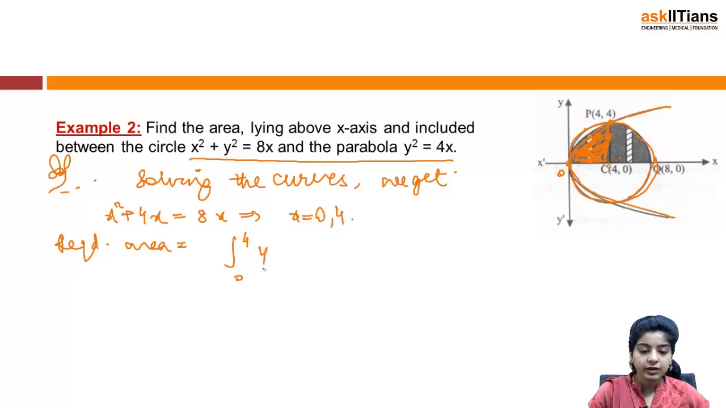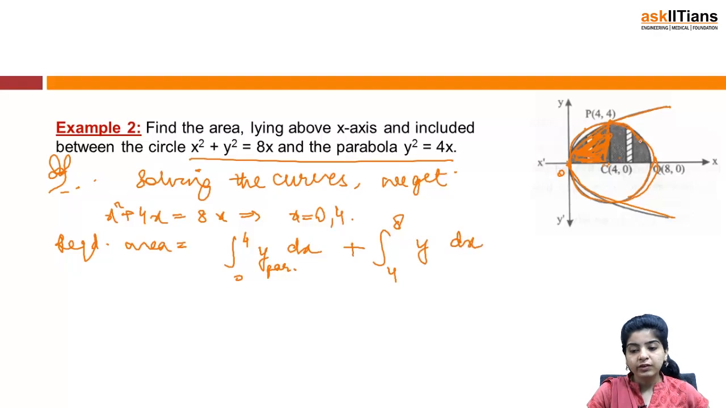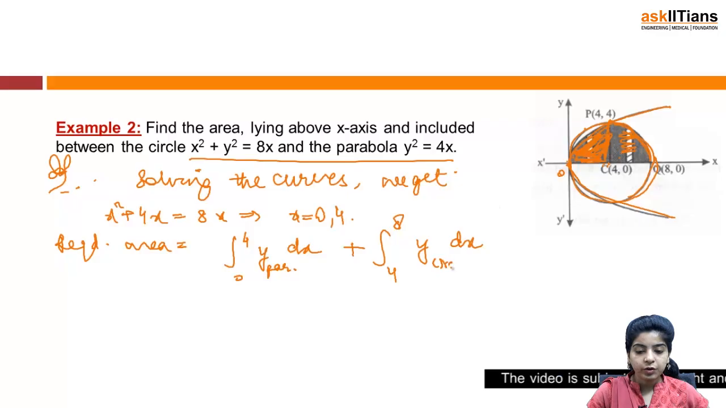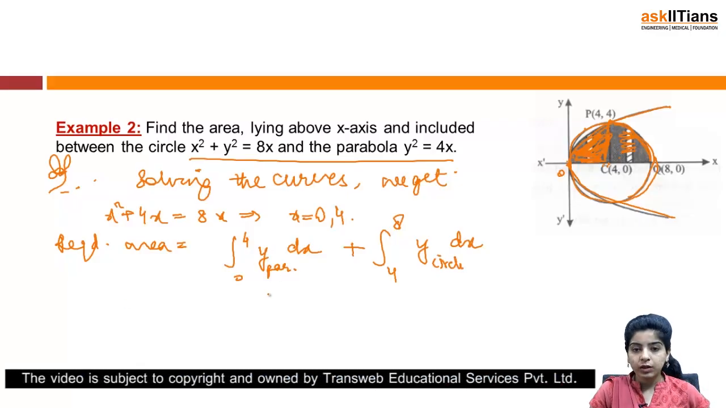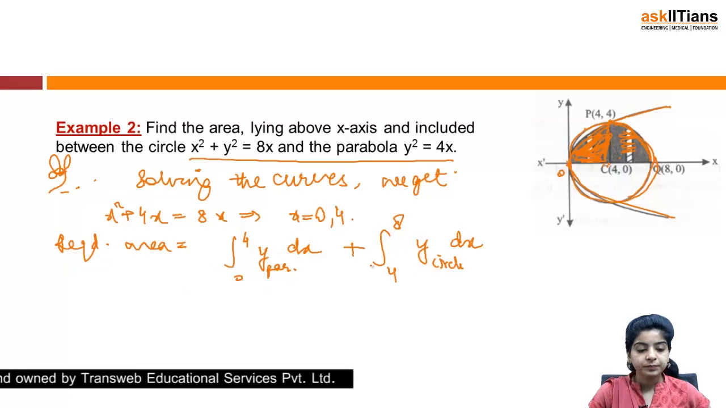So, we have y dx and this y is corresponding to parabola, plus we will have integral 4 to 8 y dx. Now, this 4 to 8 is just the area enclosed by circle. So, this is corresponding to circle. Y para means y of parabola and y corresponding to circle.